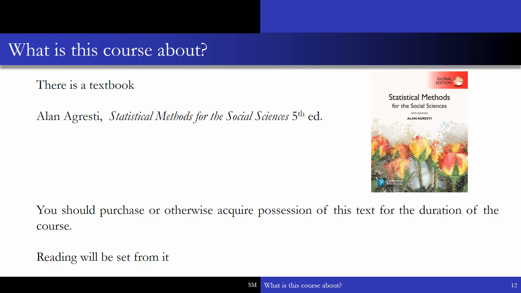There is a textbook for the course. It's Alan Agresti's Statistical Methods for the Social Sciences, 5th edition. The edition is very important for reasons that I'll mention in a moment. You should purchase or otherwise acquire possession, or at least use of, this text for the duration of the course. One reason is that readings will be set from it on a weekly basis.